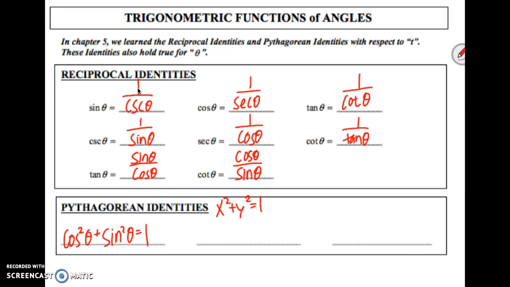Dividing each term, the cosine, the sine, and the 1, by cosine squared gives us 1 plus tangent squared theta equals secant squared of theta. And then from the original, cosine squared theta plus sine squared theta equals 1, dividing each term by sine squared of theta gives us cotangent squared of theta plus 1 equals cosecant squared of theta.